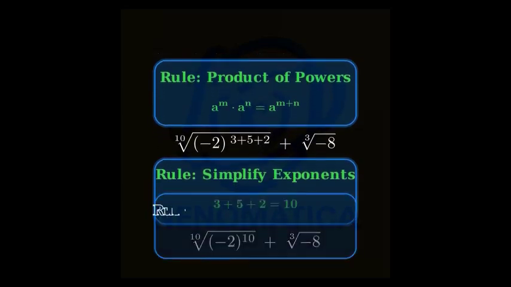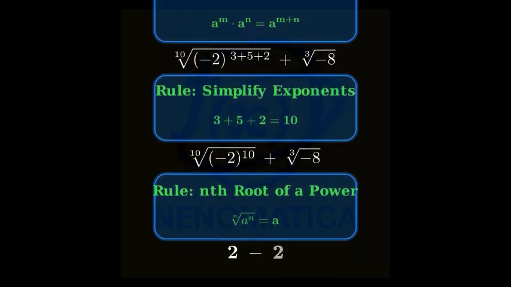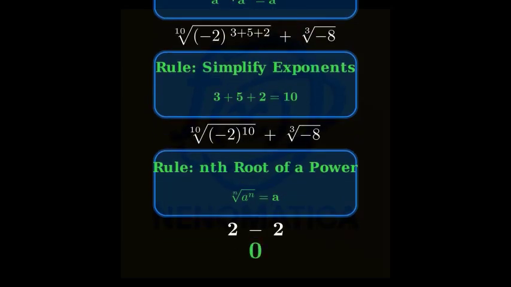Next rule: the nth root of a to the n equals a. The 10th root of -2 to the 10th is 2, because the even power makes it positive, and the cube root of -8 is -2. Finally, compute the result. Second problem.